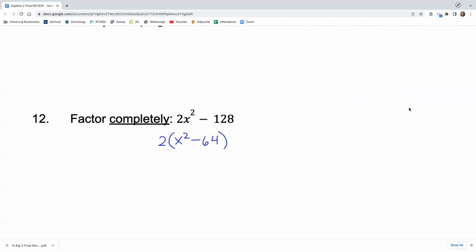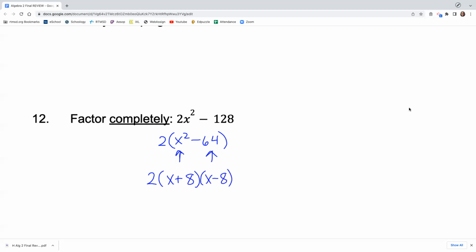This answer here will be one of the 4 choices probably on the final. It's really important to look inside the parentheses and ask yourself, can I do more? X squared minus 64 is a difference of squares problem because x squared is a perfect square, 64 is a perfect square. You can factor this further into x plus 8 times x minus 8.